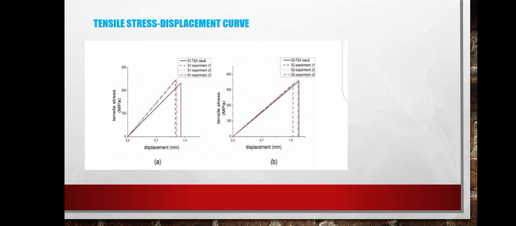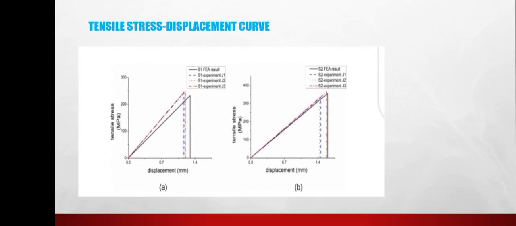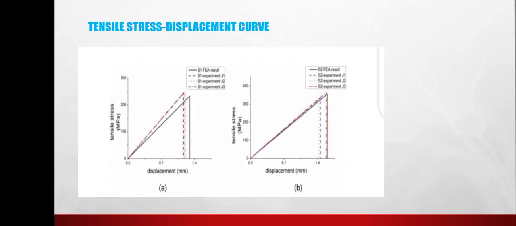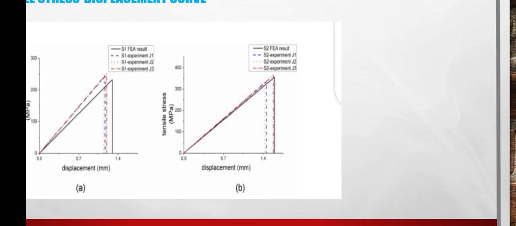Tensile stress displacement curve. The board diagram represents the tensile stress and displacement curve. In the first diagram, at zero, the tensile stress curve rises between 200 and 300 and falls as the displacement nears 1.4. The second diagram shows that both curves meet at the same point, but the tensile stress rises to near 400 and the displacement falls after 400.